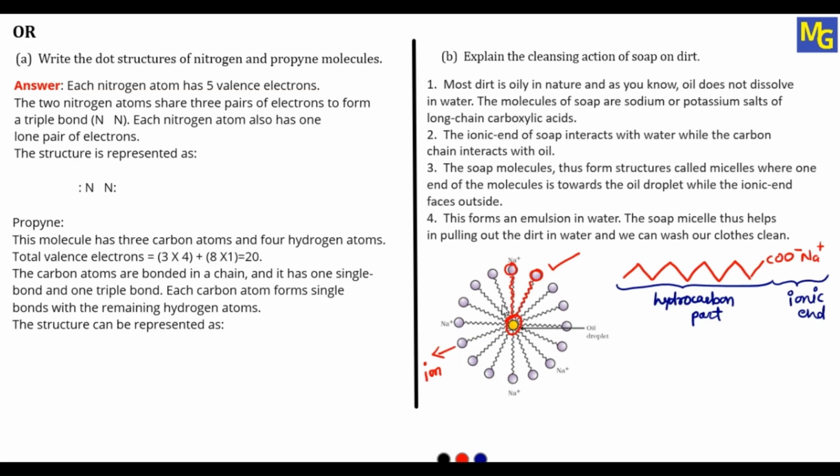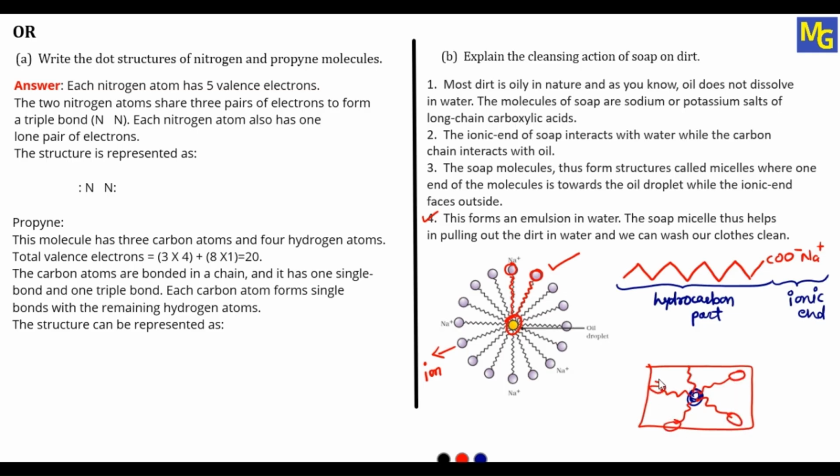So what happens? This forms an emulsion in the water. If you see the fourth point, this forms an emulsion in the water. The soap micelle thus helps in pulling out the dirt in water, and we can wash our clothes. Imagine this is the cloth and this is the dirt which is present at the center, and all the soap molecules will form a micelle like this. So this is your hydrocarbon part and this is the ionic part.